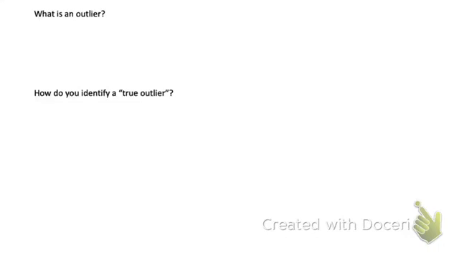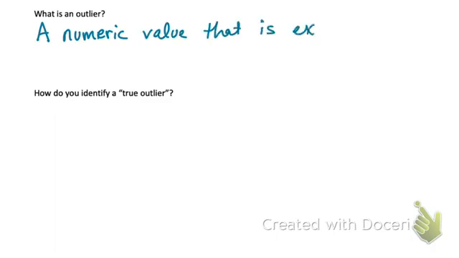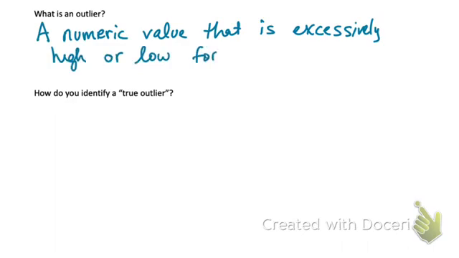So what is an outlier? Tell me again there, Colin. A numerical value that is excessively high or low. A numeric value that is excessively high or low for the data. That's a pretty good generalization of what an outlier is, absolutely.